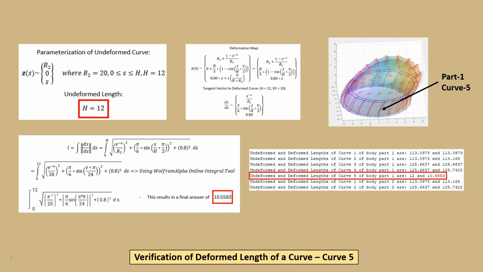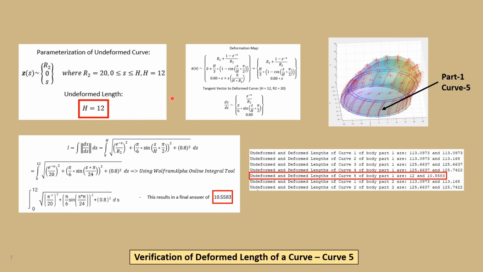Finally, in order to calculate the deformed length of the curve of my choosing, we have to parameterize the undeformed length first, and as you can see I have that defined here of R2, 0, and S in the x1, x2, and x3 dimensions respectively, where R2 is just the constant outer radius of 20, and S varies from 0 to H, which is just the height of my hollow cylinder. And as you can see, that results in an undeformed length of 12, which exactly matches my MATLAB output.